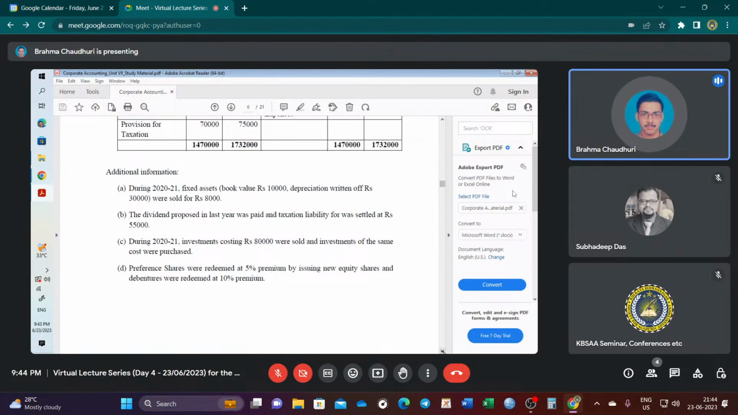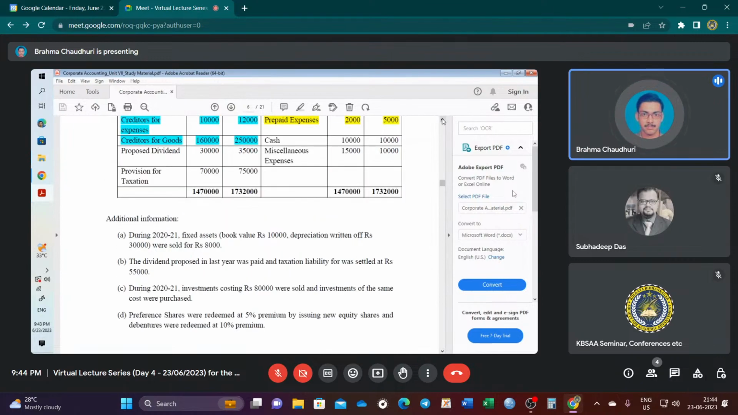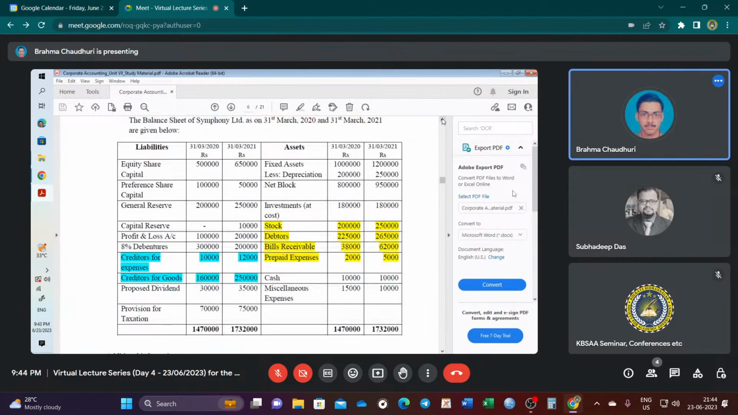So for all these additional information, we will have to prepare the relevant ledger accounts. That means we will have to prepare an account for the equity share capital, for preference share capital, for capital reserve if it is actually required, for profit and loss account, for 8% debentures. We will also prepare the account for the fixed assets, for the investments, and proposed dividend and provision for taxation. So we will have to prepare certain supporting ledger accounts.